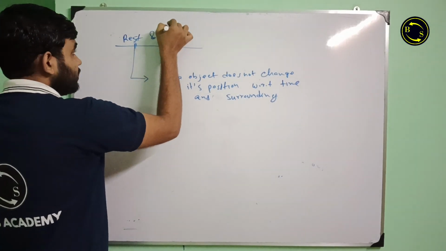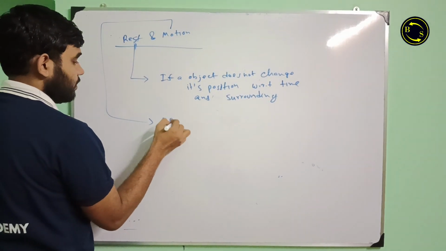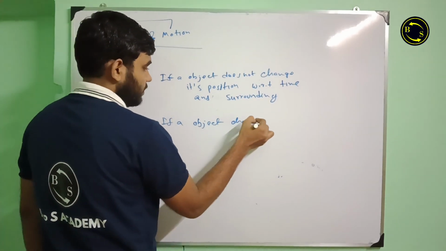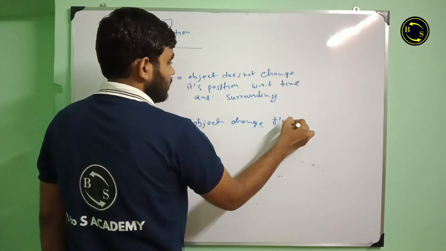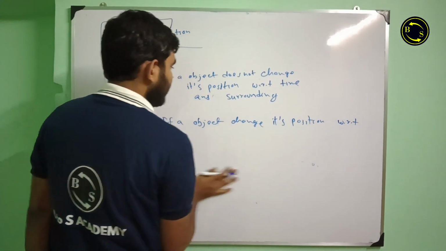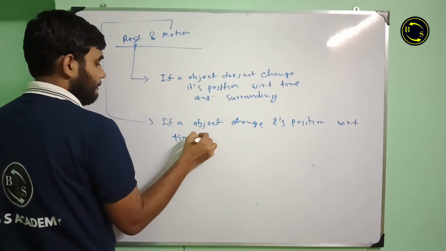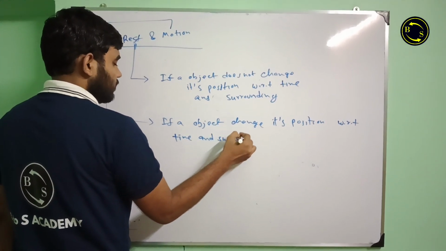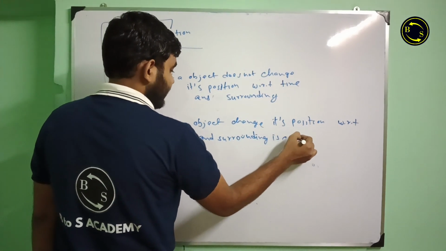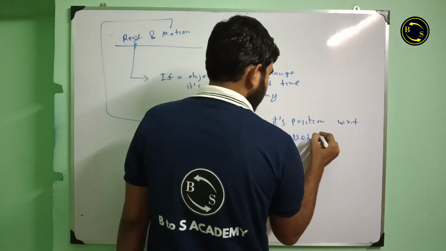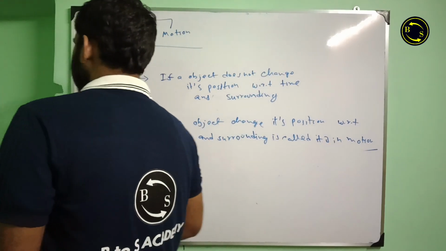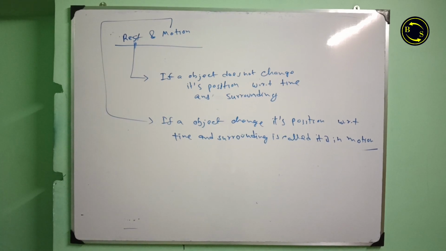What do you mean by motion? Motion means if an object changes its position with respect to time and surrounding, it is in motion. Okay, this definition you know from, I think, class 7-8.